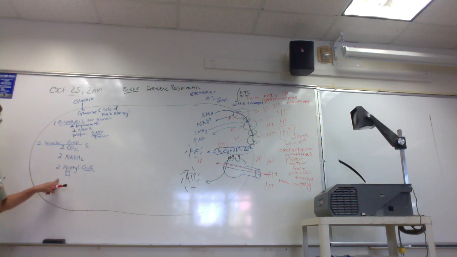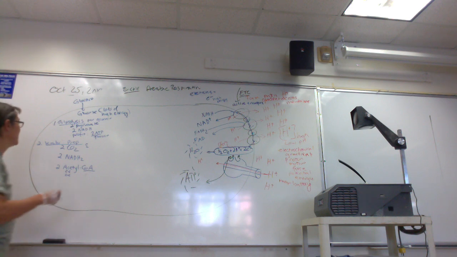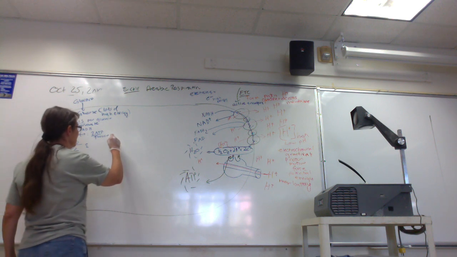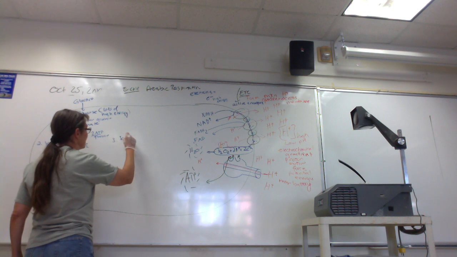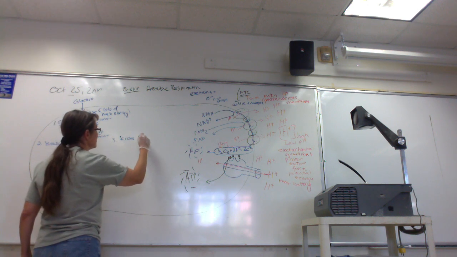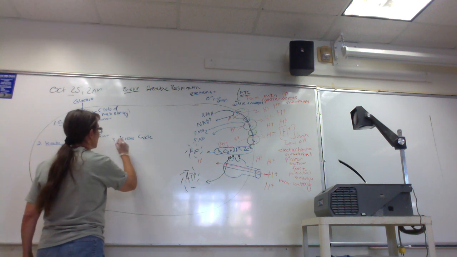So you want to finish ripping off all the high energy electrons. And as a result, we're going to totally tear apart the carbons and release them as CO2. And that's going to be in the Krebs cycle, or TCA cycle, or citric acid cycle.